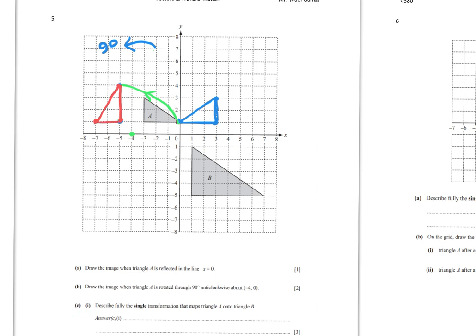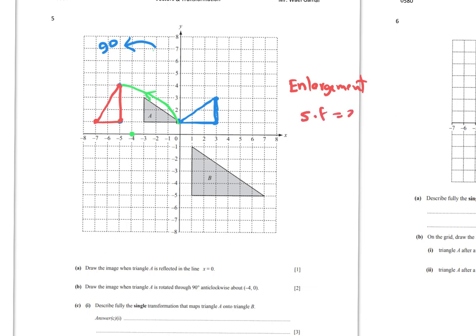Can you read C? Describe fully the single transformation that maps triangle A onto triangle B. Yes, from A to B. Which type of transformation from A to B? Enlargement, because the sizes change. So enlargement. Okay. And can you find the scale of enlargement? 2. Scale of enlargement 2, because the new side 4 and the old side 2, if you divide 4 divided by 2 equals 2. So scale factor 2.